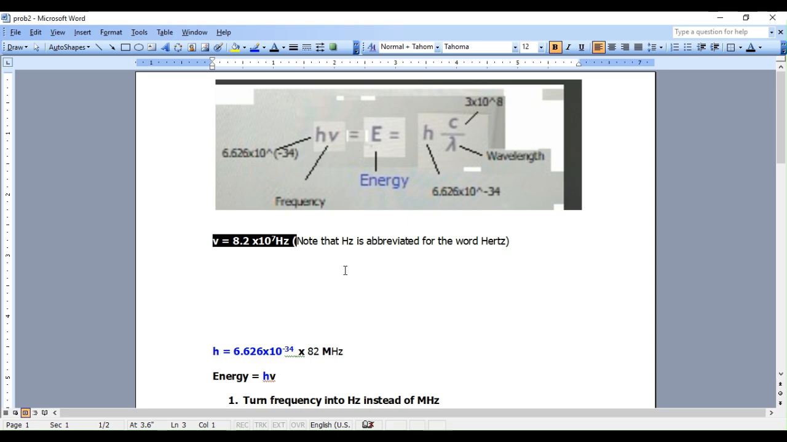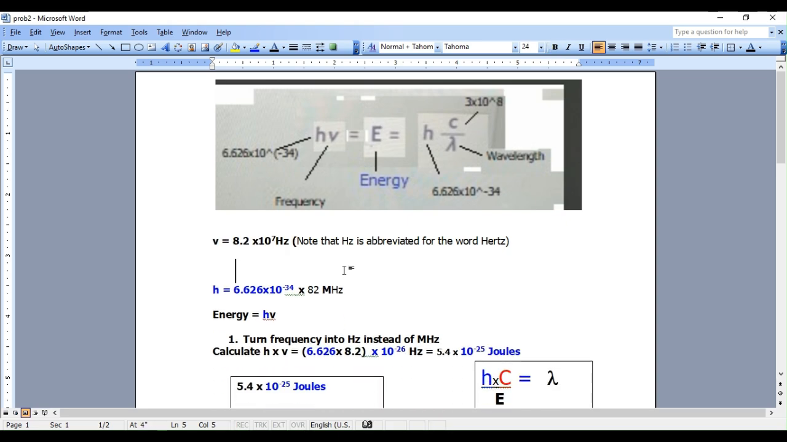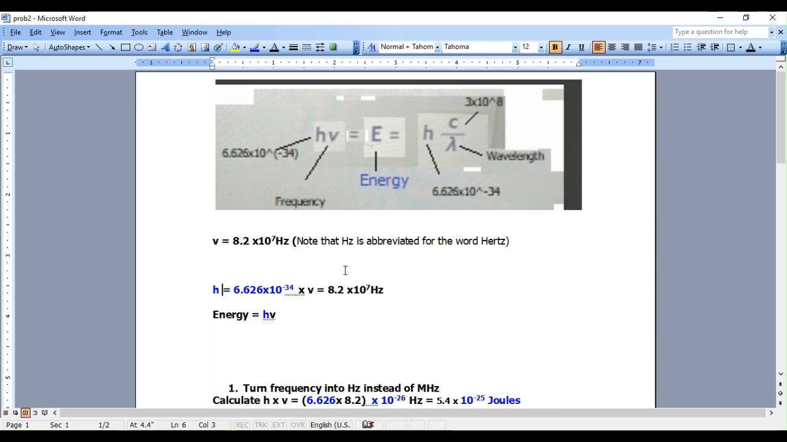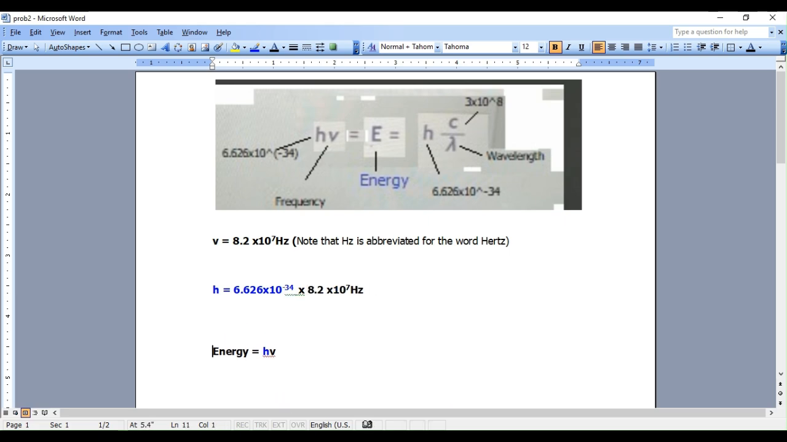That's what I wanted. I just multiply that times h, and I've got my energy. I'm using this equation, and I've got frequency in hertz now, not megahertz. Before I type in the numbers, it's h times v, which is energy. Before I solve all this, look at how messy this is.